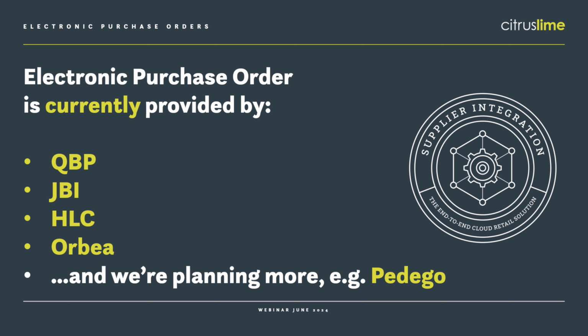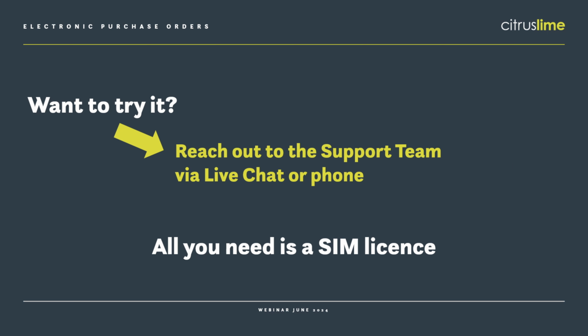We hope to bring as many suppliers as possible on board with electronic purchase orders. At the moment, it's provided by QBP, JBI, HLC, and Orbea. We're planning more, including Pedigo. All you need is a SIM license for the supplier, and you can use their electronic purchase order functionality. Electronic purchase order is still quite a new feature to the US market. We'd love your support to test and expand it.